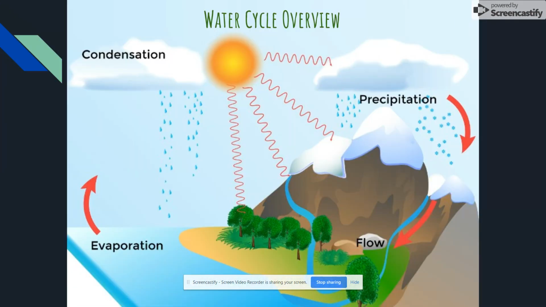The water cycle is also known as the hydrologic cycle and describes how water continuously moves on Earth. Water loops through different stages: evaporation, condensation, precipitation, and flow. It then goes back to the evaporation stage and the cycle starts all over again, hence the name water cycle.